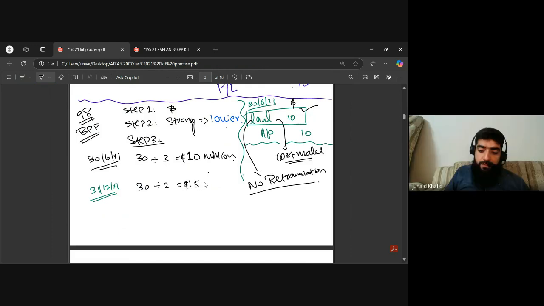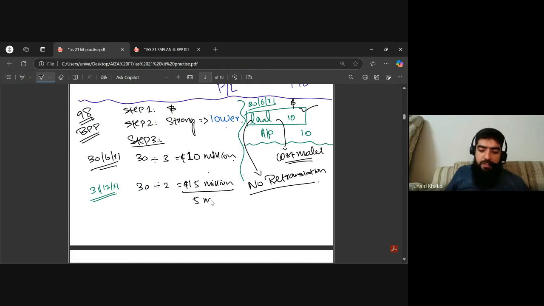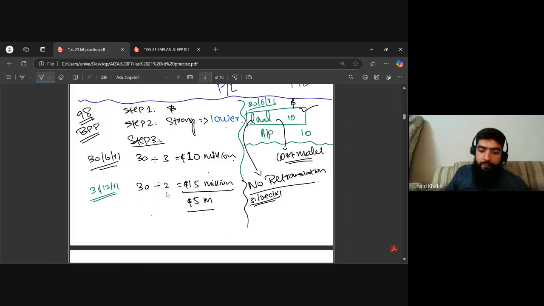$15 million. So my liability will increase or decrease? It will increase by $5 million. So if it is an increase in the liability, and I'll be making an adjustment at 31st December 2001, so liability is increasing. Is it a gain or a loss? It's a loss. Very good. Why? Because the liability is increasing. It's not a gain, it's a loss.